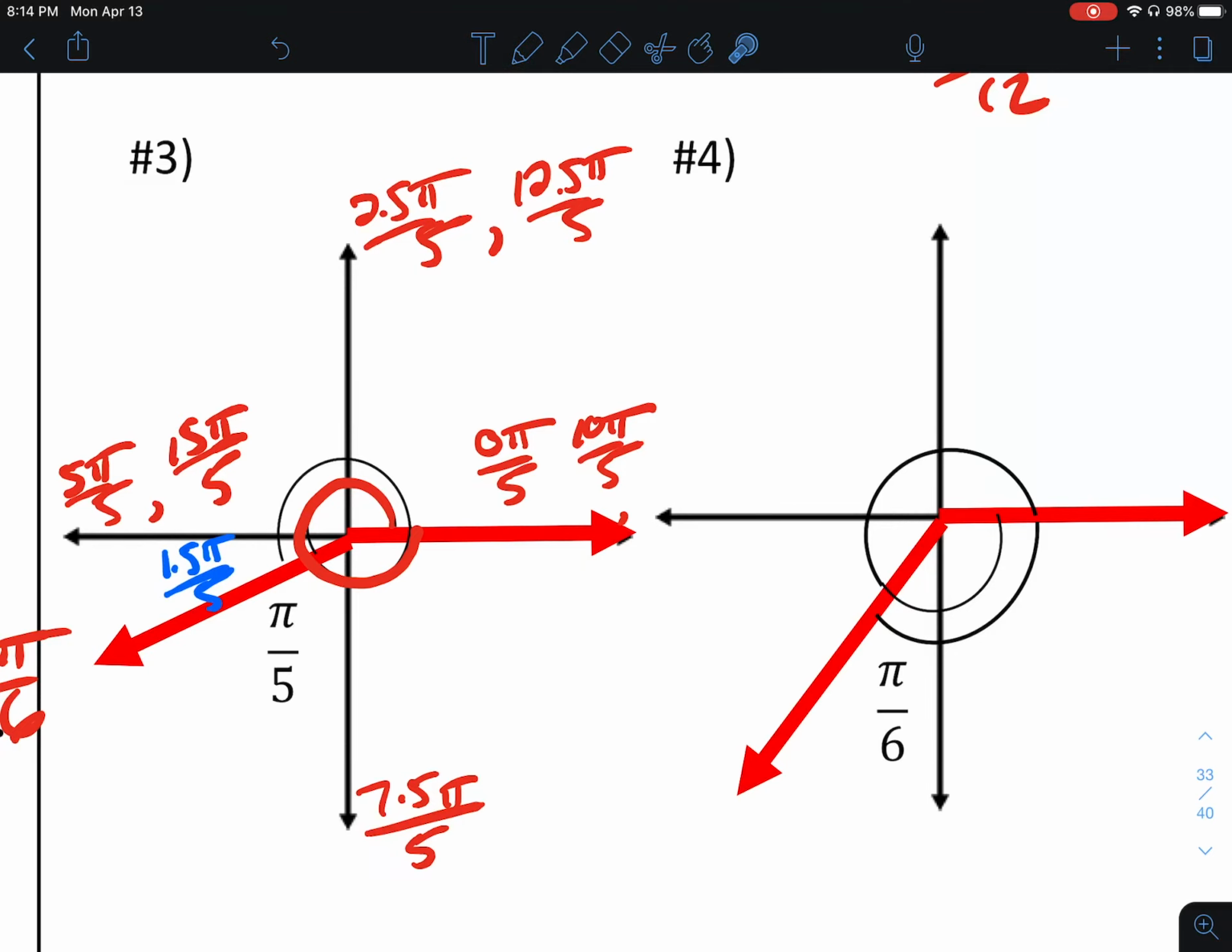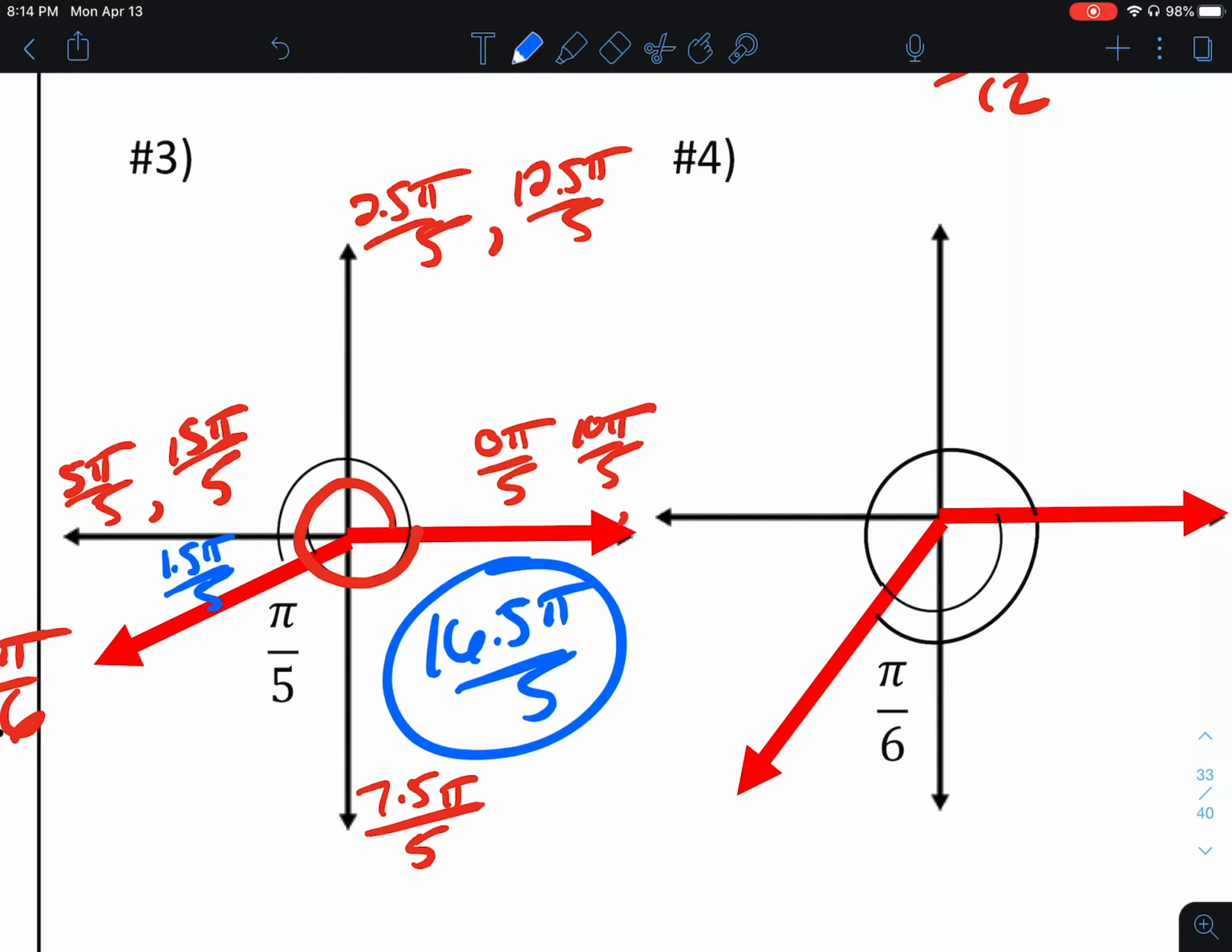So in total, we got 10 pi over 5, 12.5 pi over 5, 15 pi over 5, plus 1.5 more. That's going to make this 16.5 pi over 5. That is that angle.